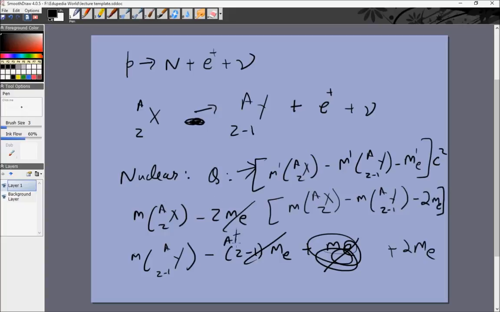This is atomic. But for alpha decays and for general processes in which no electrons are created, it doesn't matter whether you use nuclear masses or electronic masses.